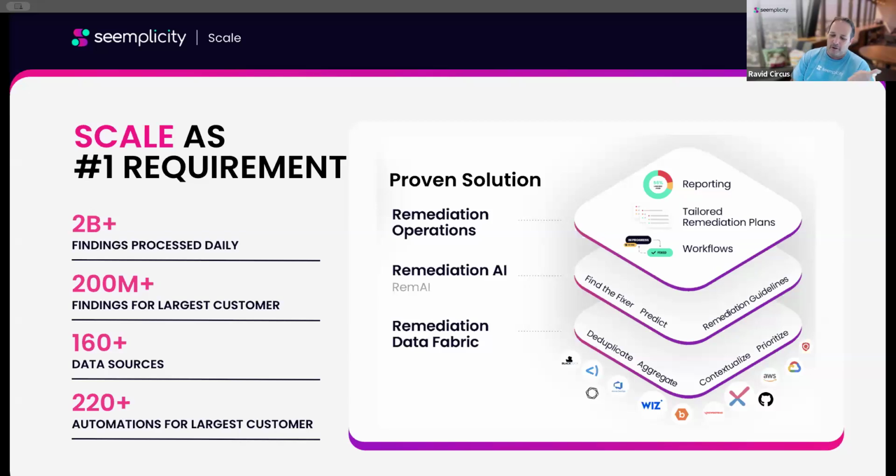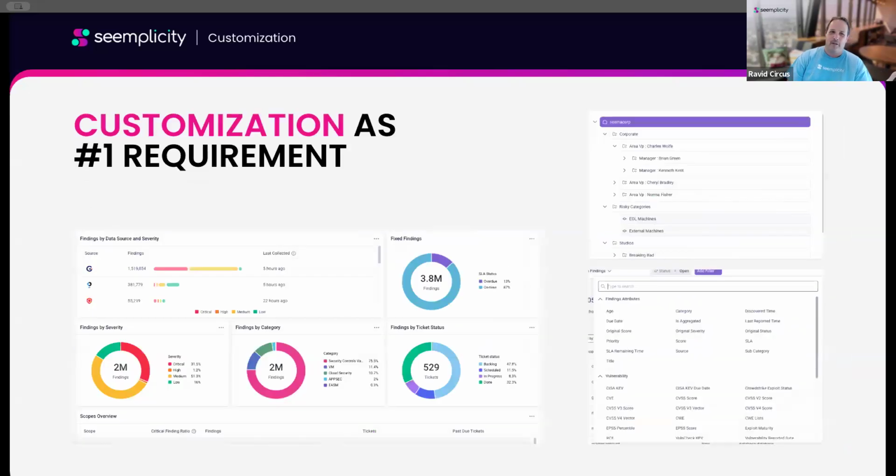But then we actually realized that we have another number one requirement, and that number one requirement is customization. We have realized that each and every one of our customers is a bit different. Each of them wants to build their organizational structure in a different way. So we have a resource data model that actually maps all your resources and assets and machines and code and cloud assets into the organizational structure. And each organization looks different.